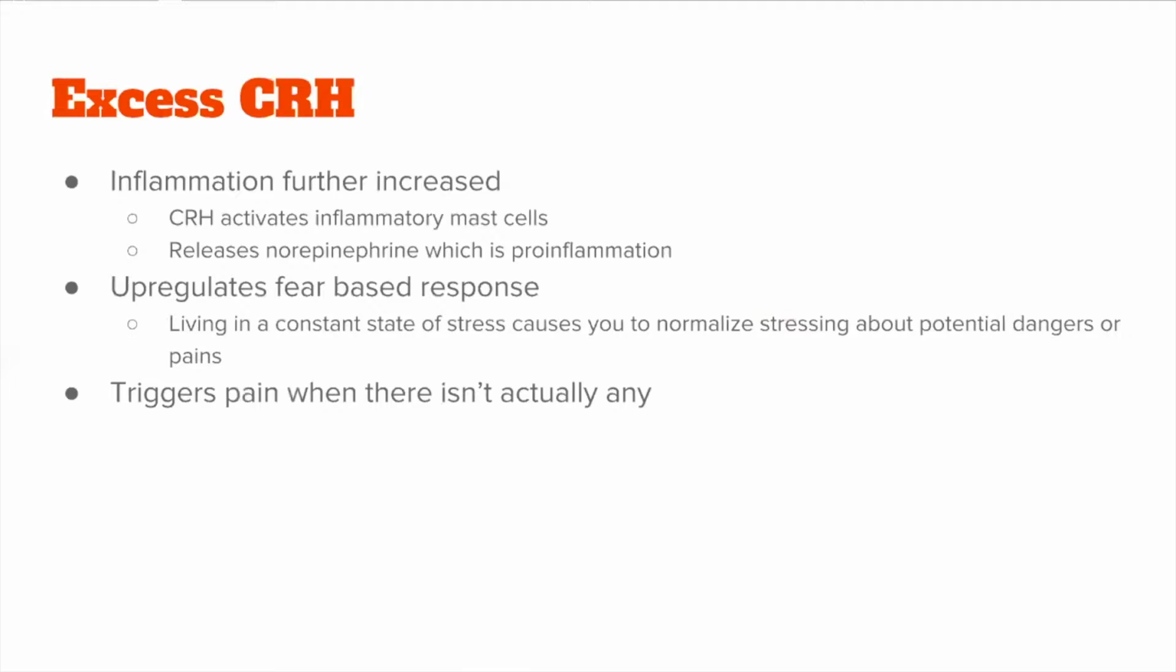The second problem is upregulation of a fear-based response. If you think about somebody you know that is always stressed, they tend to stress about things that are hypothetical or irrational or far off in the future that a normal person wouldn't normally stress about. And that's because they have normalized stressing and they constantly need to be stressing about something. And finally, excess CRH can trigger pain when there actually isn't any. The amygdala is the part of our brain that deals with emotions, and it has receptors for pain in it. When there's excess CRH, these can incorrectly trigger these receptors and make someone feel pain.